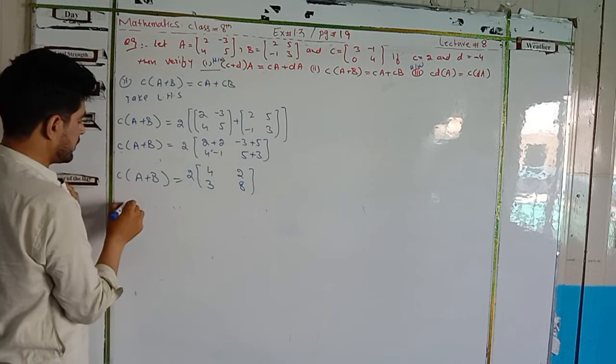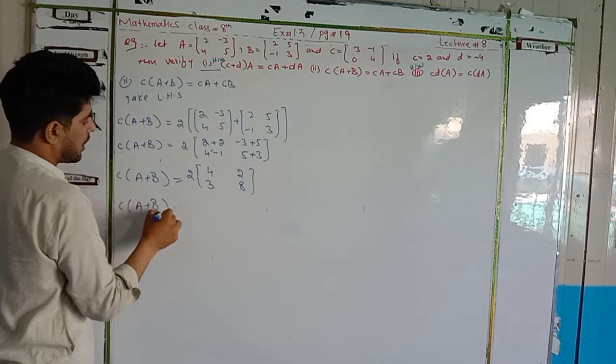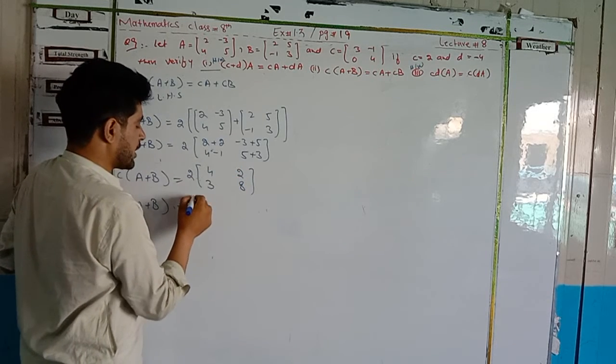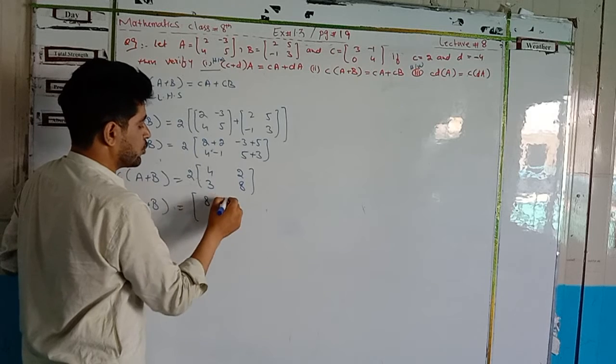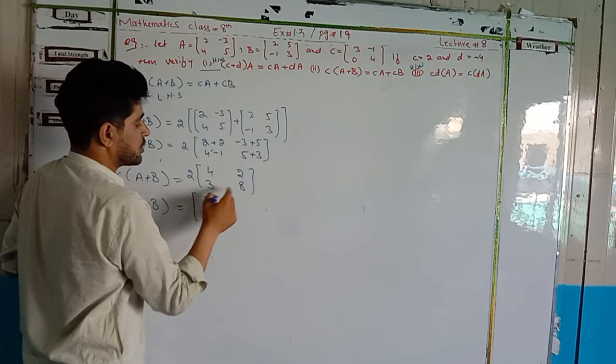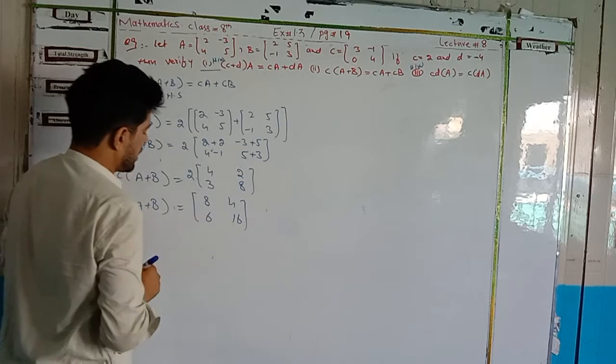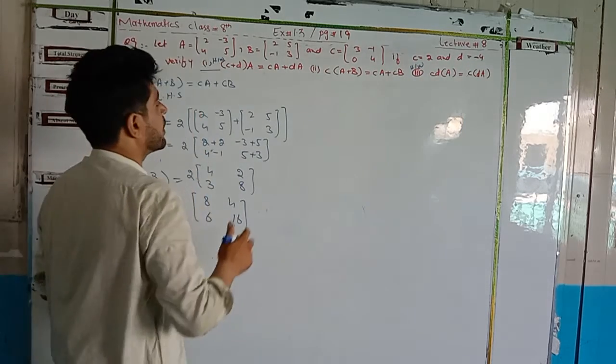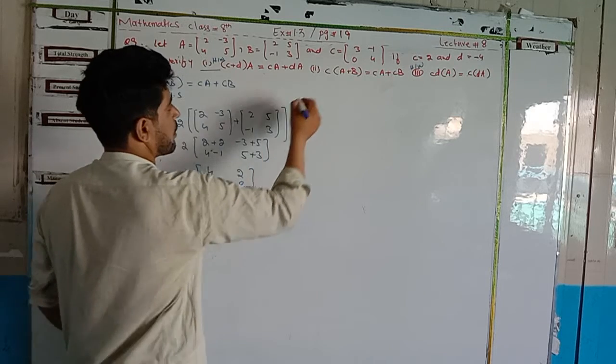2 multiplying all the elements of this matrix. 2 4s are 8, 2 2s are 4, 2 3s are 6, 2 8s are 16. This is your left hand side. Now we will find the right hand side.